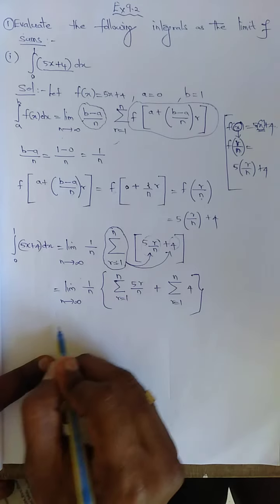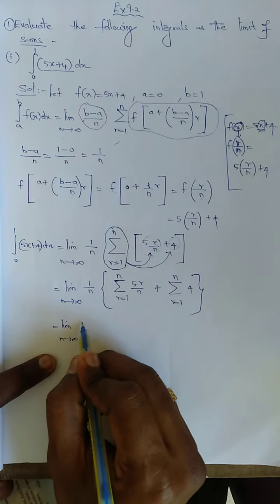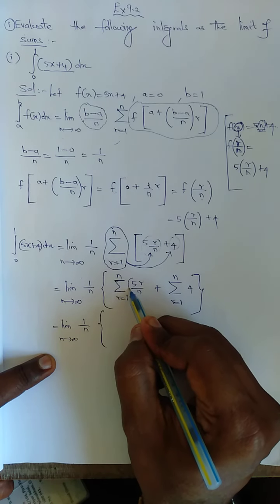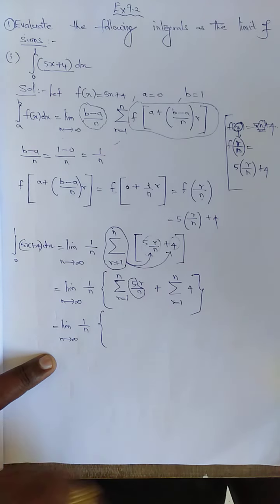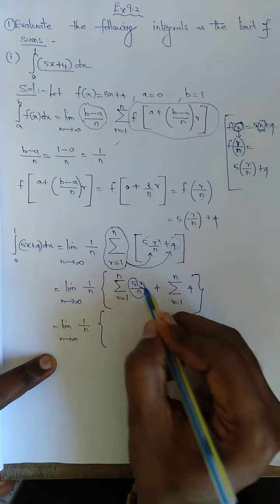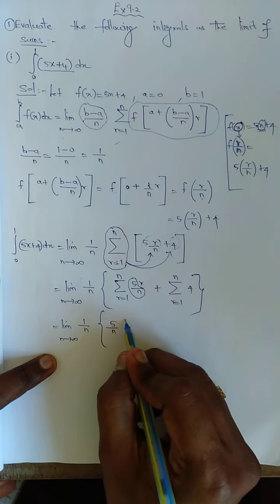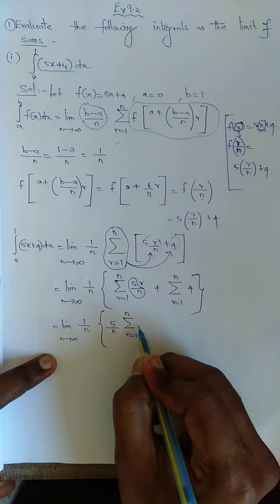After multiplying, you need to be very careful. 1 by n. This 5 by n I can move outside, because I need only r. We have a formula for only r. This 5 by n is moved outside. Summation r equal to 1 to n, only r should stand.